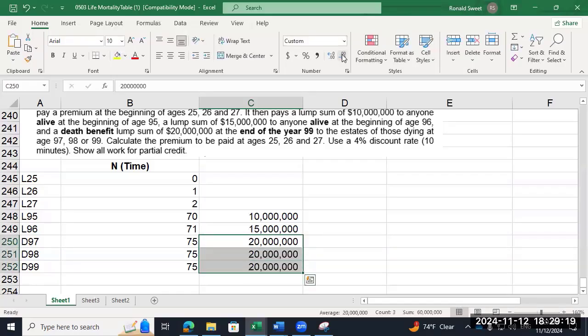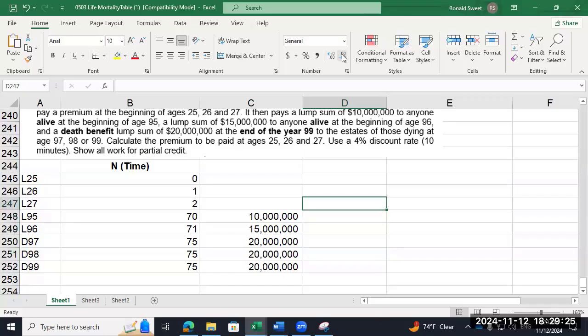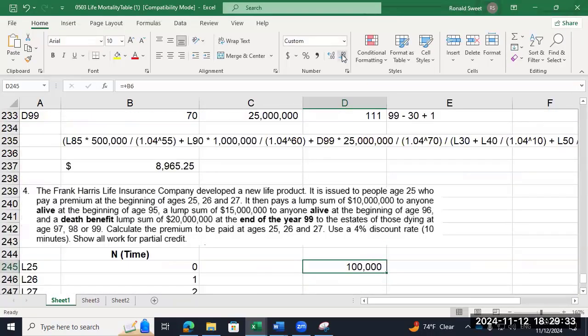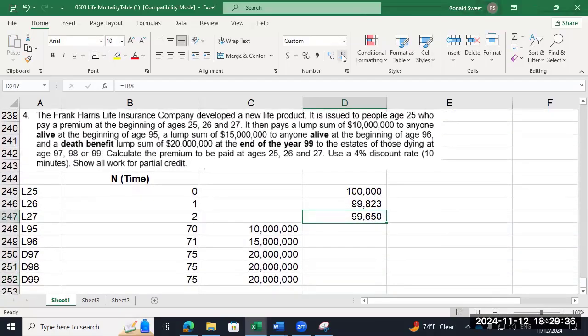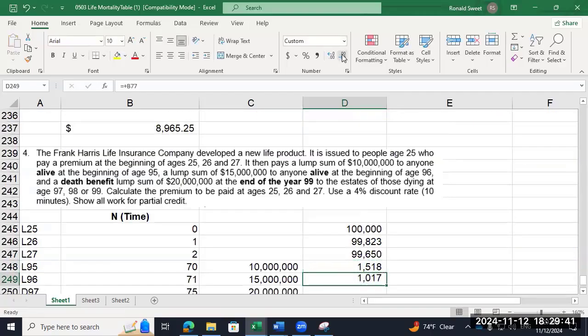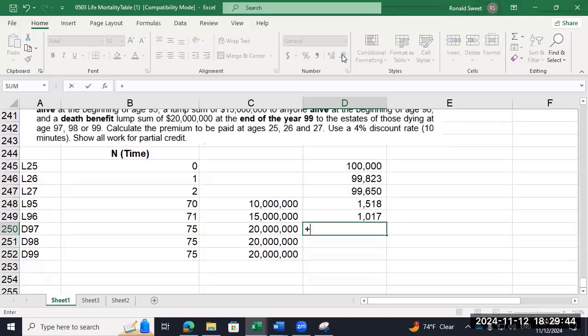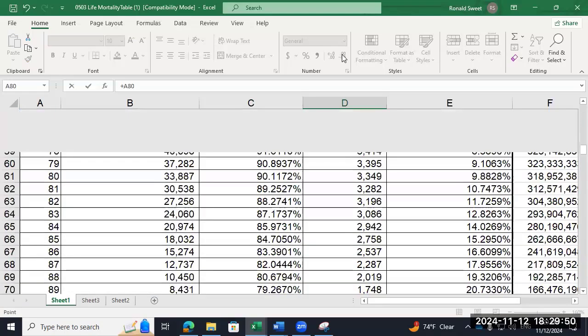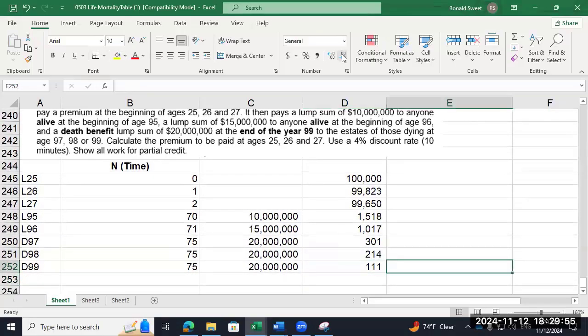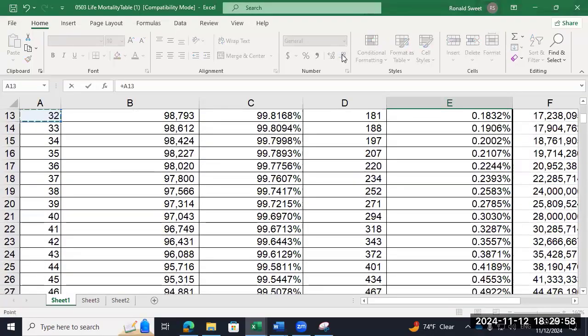You don't have to do it in 3 pieces. You could do it all at once and just add those all together if you wanted to. I'm in Excel, so it makes it easy. So let's go get the numbers off the table: L25, 26 and 27, L95, L96, and then D97, D98, D99. These should equal L97 if you think about it.